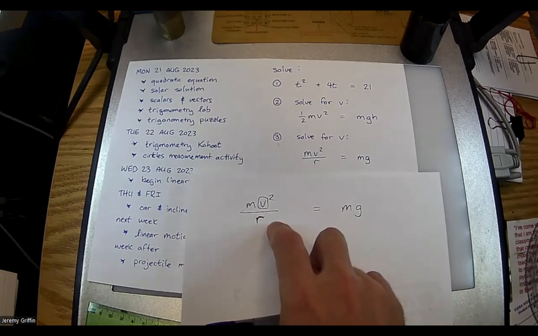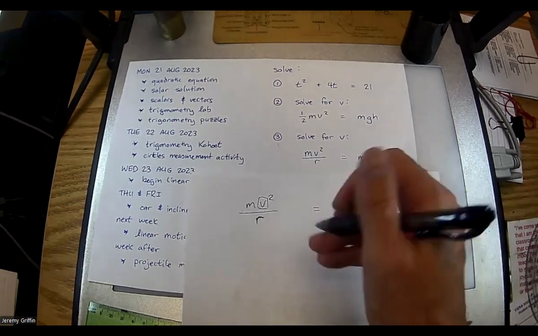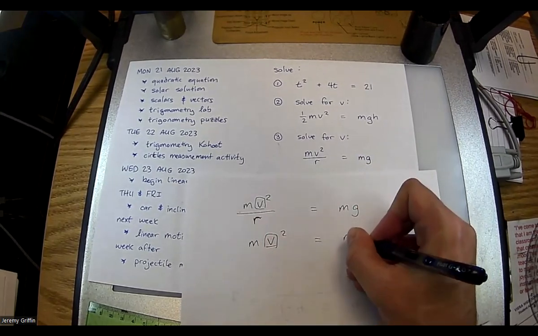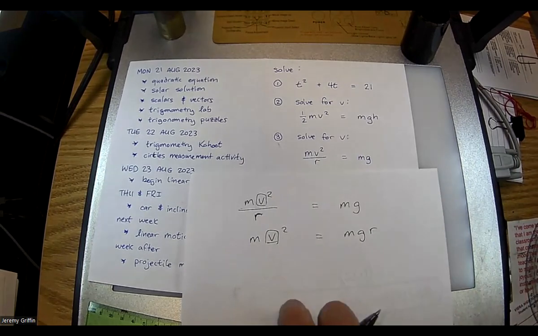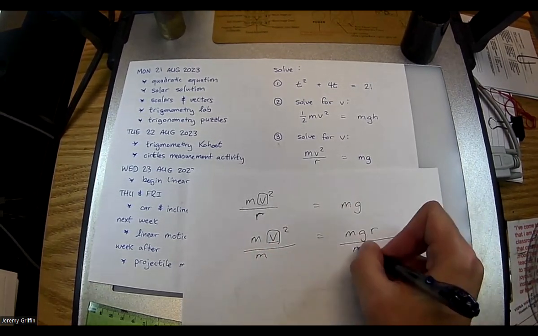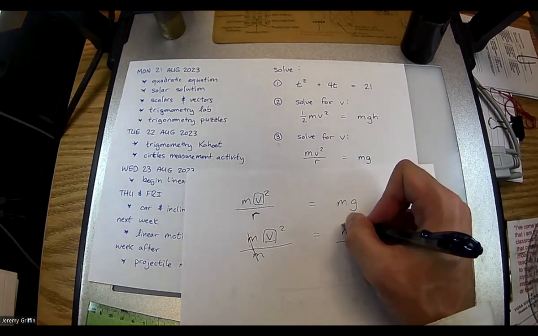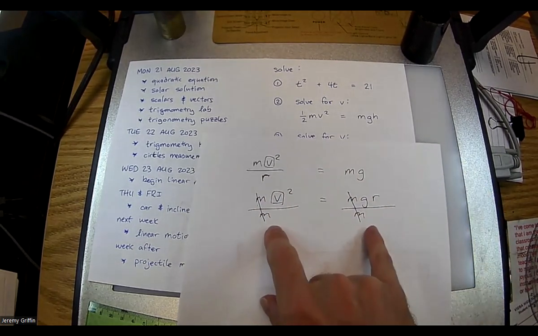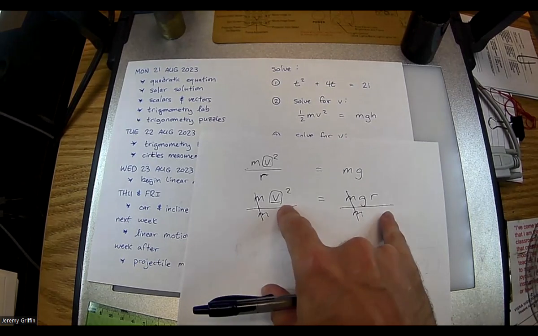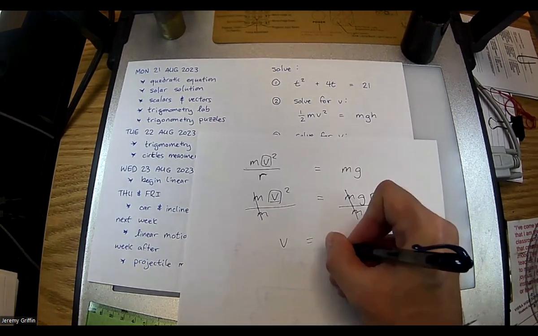It's just the same algebra steps from last week. Can I cross multiply this r? Yeah. mv squared is equal to mgr. Can I divide both sides by m? Divide m. Oh, does m cancel out again? m will always cancel out, but that's not too uncommon a thing to happen in here. Can I take the square root of both sides? v is root gr. Right?